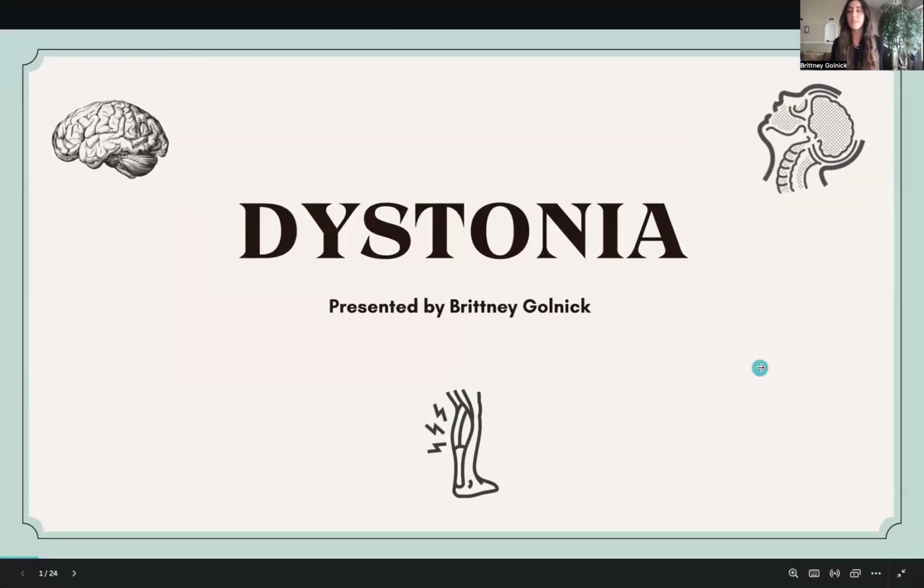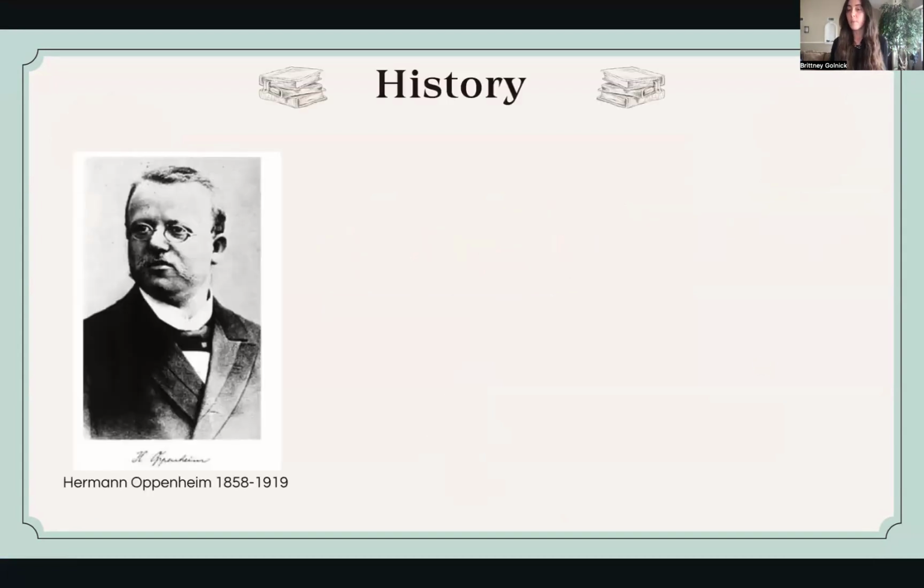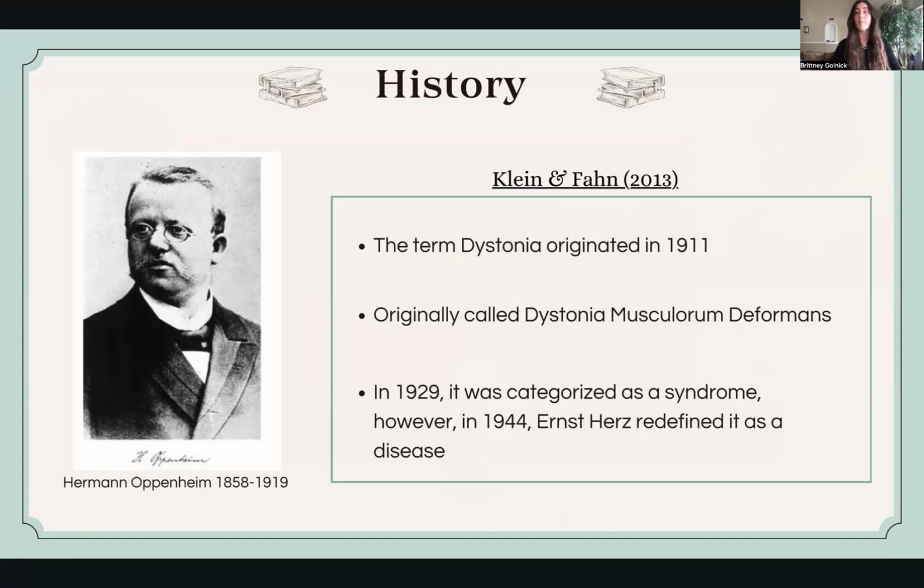Before I go into what dystonia is, I want to quickly go over the brief history of dystonia. This is Hermann Oppenheim. He was a very well-known German neurologist from the 19th and 20th centuries, and he devoted a lot of his time to understanding different neurological disorders, one of those being dystonia. He wrote a paper in 1911 where he coined the term dystonia musculorum deformans, which is now what we call dystonia. He really laid the foundation for future work in this field and allowed other neurologists, before this paper, to really put together the pieces of what they were seeing.